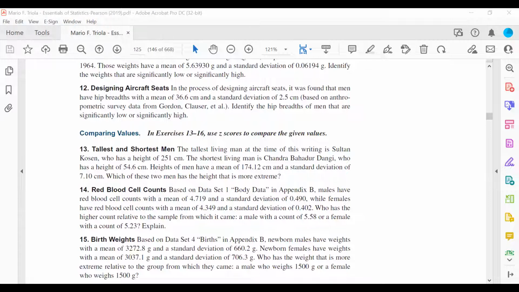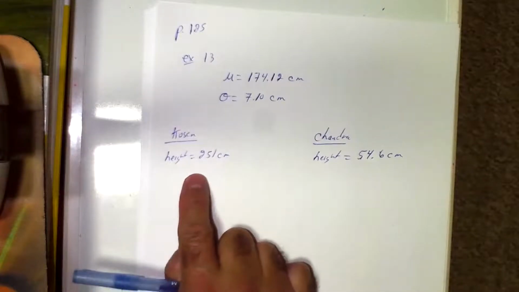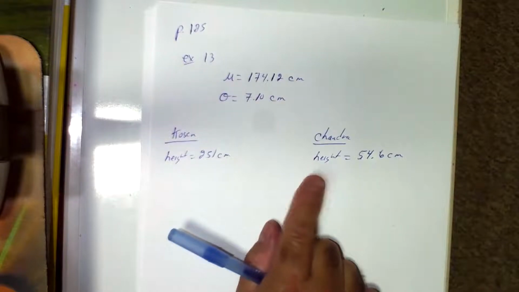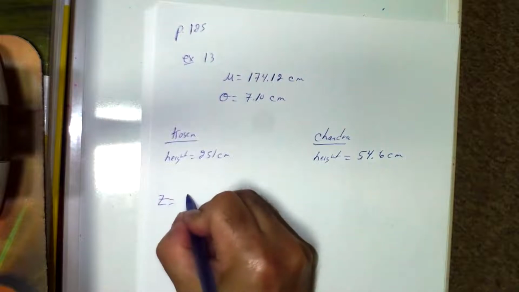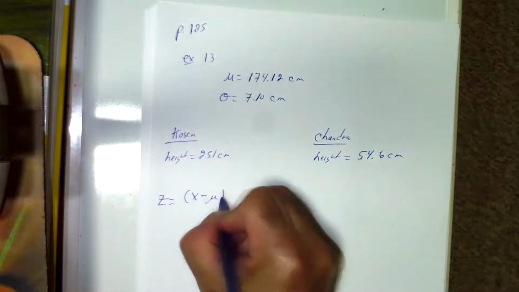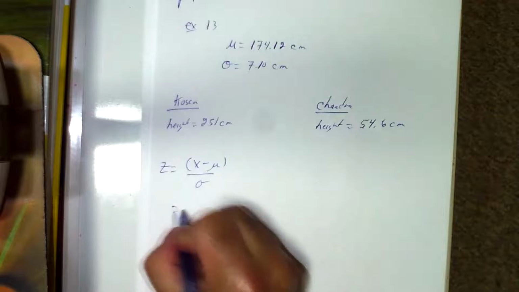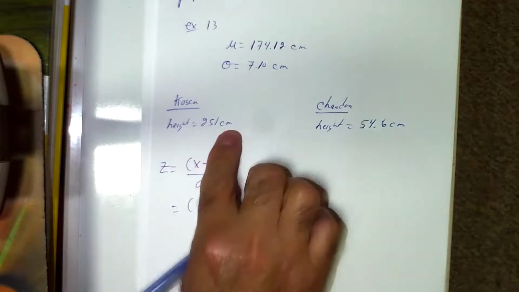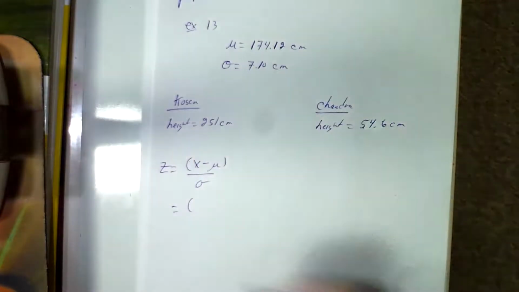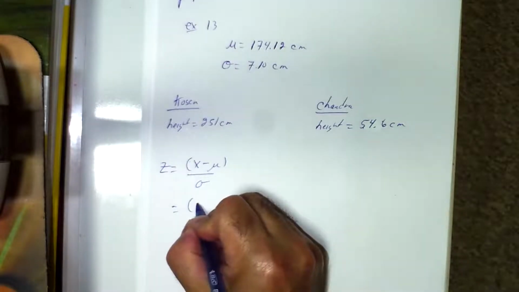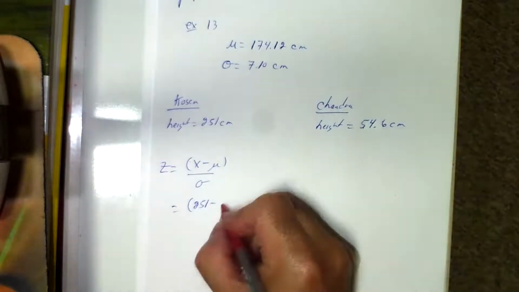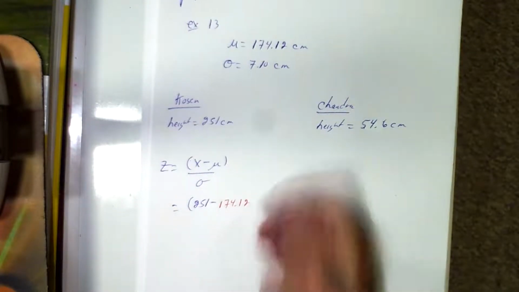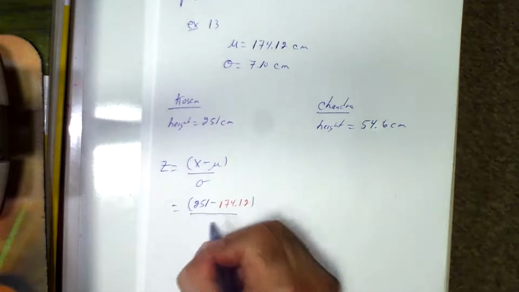All right, so we're going to compute the z-score for Kosin, and then we got to compute the z-score for Chandra. So let's do Kosin. So z equals x minus mu over sigma. So Kosin, we don't have to convert. Everything's already in centimeters, so we're good. We just simply plug it in. So 251 minus 174.12, and then we're going to divide by 7.10.